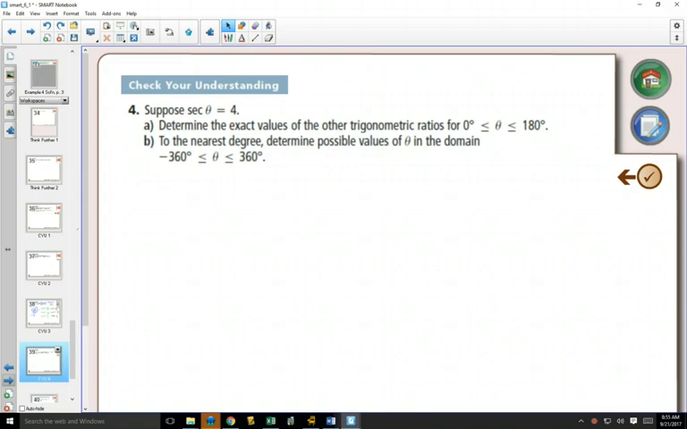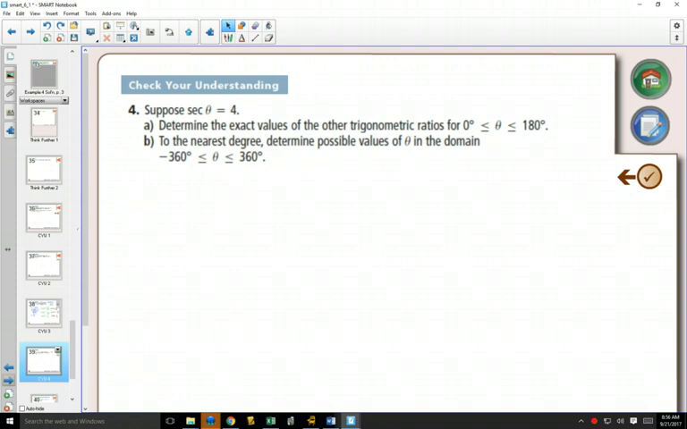Here we're given that secant theta is 4, and then we have to figure out everything else. So again, whenever you're asked to find your trig ratios, it's probably going to be a triangle question. How do we draw that triangle, and what do we have to think about? We have to use all of our knowledge about trigonometry to do that.